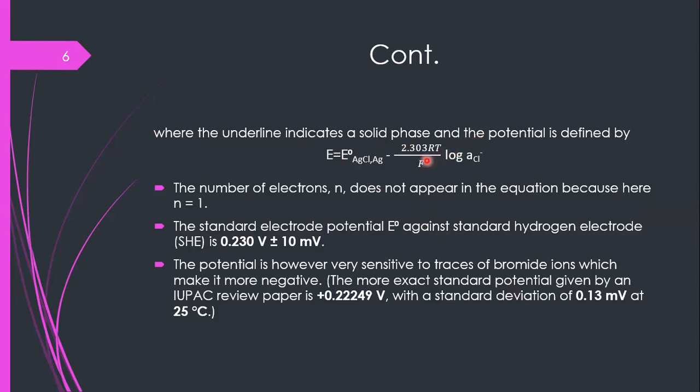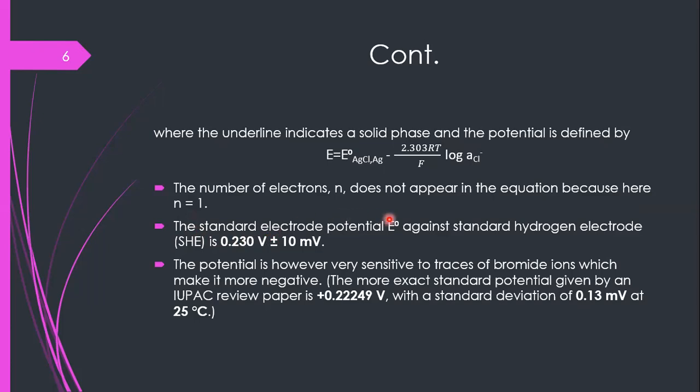The potential is defined by the Nernst equation, which is given here. E is equal to E naught of silver chloride and silver metal minus 2.303 RT by F multiplied by log of activity of chloride ion. E is the electrode potential, E naught is the standard electrode potential, R is the universal gas constant, its value is 8.314 joules per Kelvin per mole. T is temperature, F is Faraday's constant, and its value is 96,500, and A represents the activity of ions. The number of electrons n does not appear in this equation because here n is equal to 1.